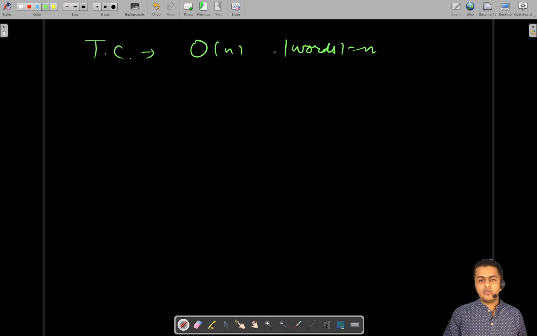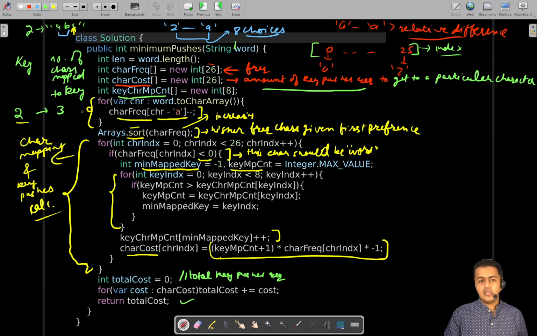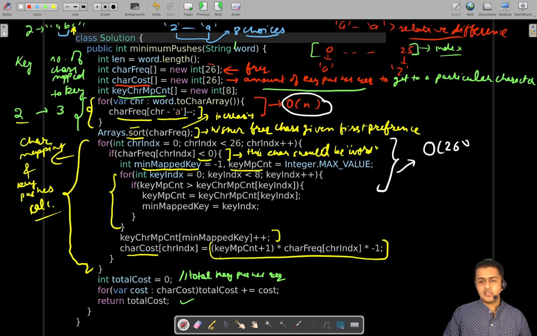As you can see, it is very clear that this linear traversal will be running order of n times. Here it's order of n, so let's highlight that. And for this part, as you can see, it's running a constant amount of time. If we want to take an upper bound of that time, it will be order of 26 into 8, so we can take it to be constant, a fixed amount of time.